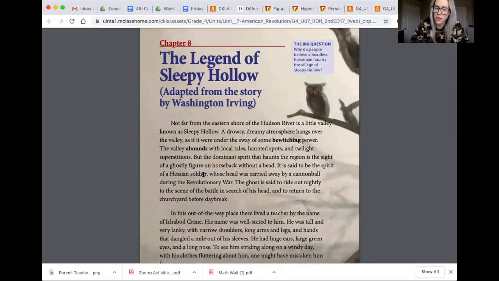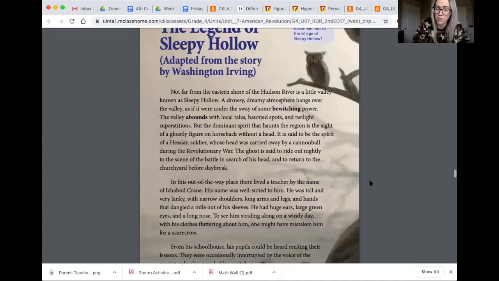The valley abounds with local tales, haunted spots, and twilight superstitions, but the dominant spirit, which means like the most important, the biggest ghost, that haunts the region is the sight of a ghostly figure on horseback without a head. It is said to be the spirit of a Hessian soldier whose head was carried away by a cannonball during the Revolutionary War. The ghost is said to ride out nightly to the scene of the battle in search of his head and to return to the churchyard before daybreak.